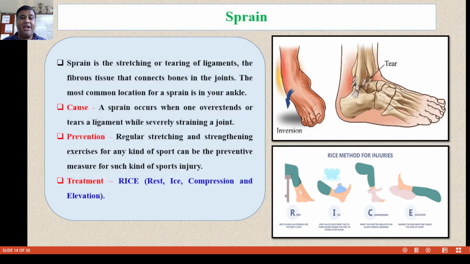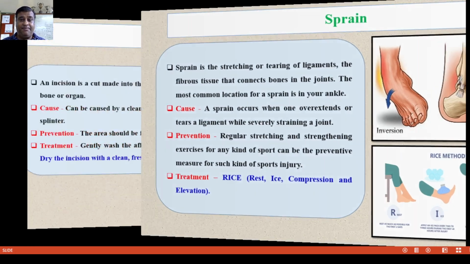Next is sprain. Sprain is a stretching or tearing of the ligaments, the fibrous tissue that connects the bones in the joints, and the common site of sprain is overuse, sometimes in the ankle. What are the causes? Overextending or tearing of the ligaments and straining of the joints. What is the prevention? Regular stretching and strengthening exercise for any type of sport, and preventive measures should be taken against sports injuries. What is the treatment? Rest, ice, compression and elevation should be given.